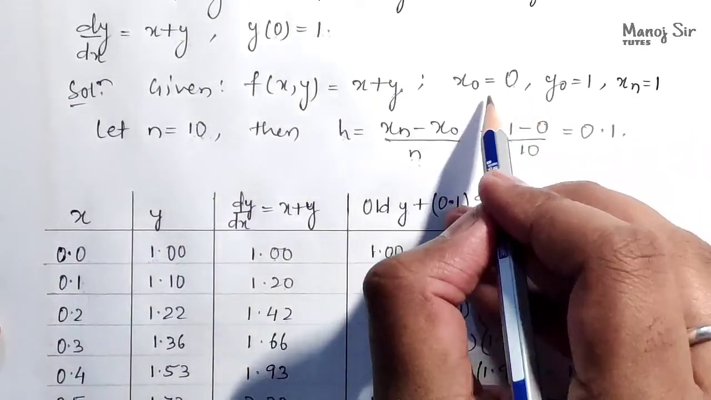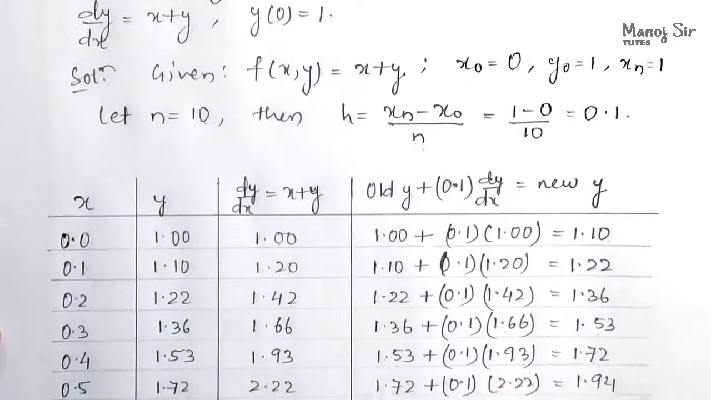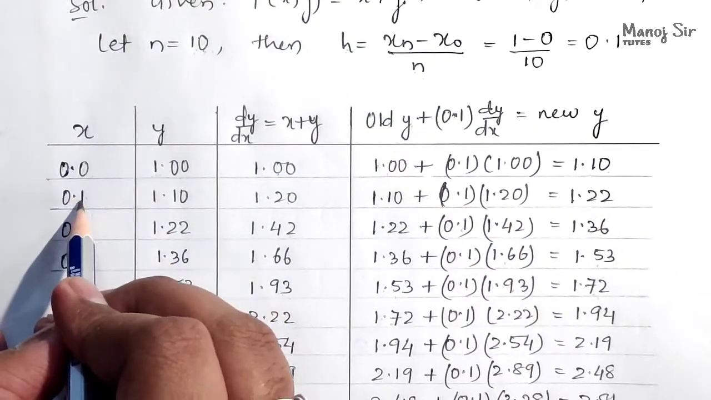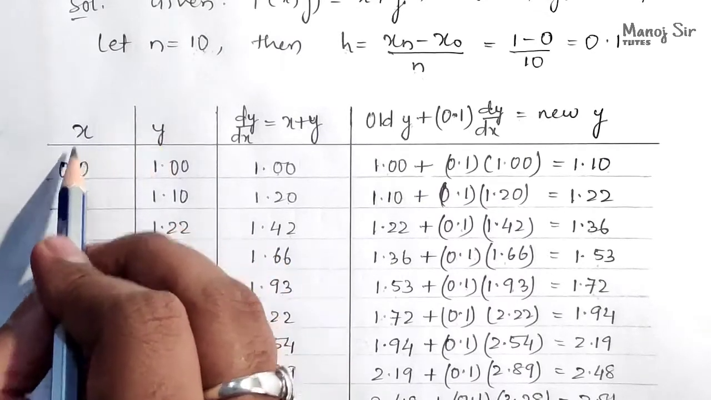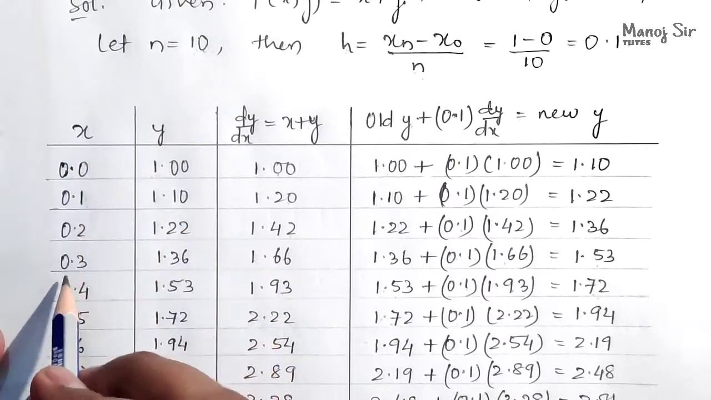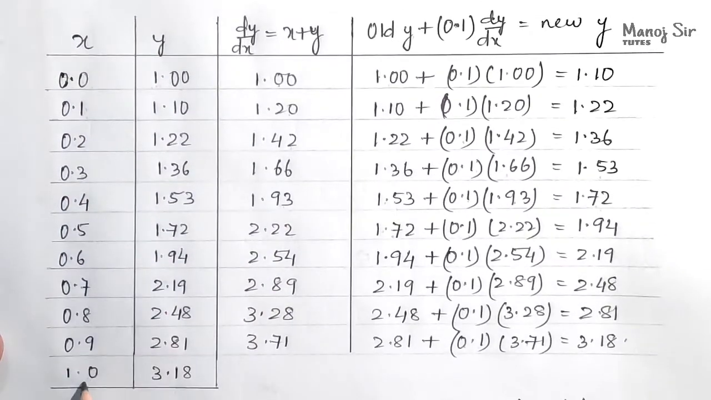Similarly, at x equal to 0, we have y equal to 1. So we need to find y at x equal to 0.1. Similarly, again we need to find y when x equals 0.2, then when x equals 0.3, up to this point, that is, we need to find the value of y when x equals 1.